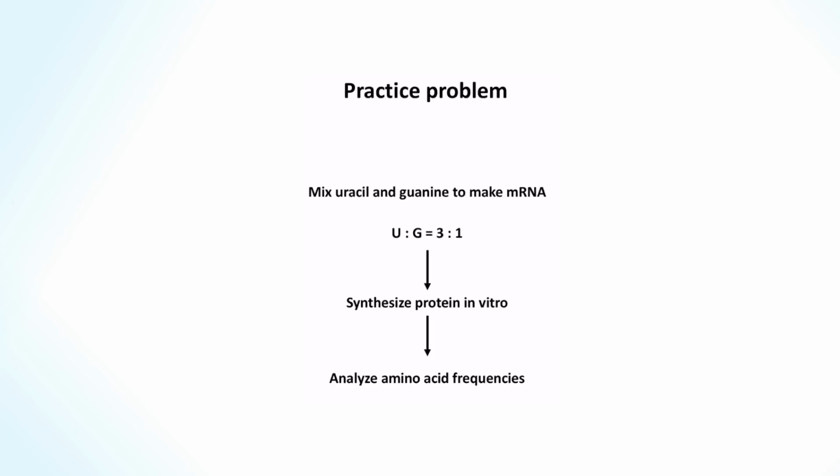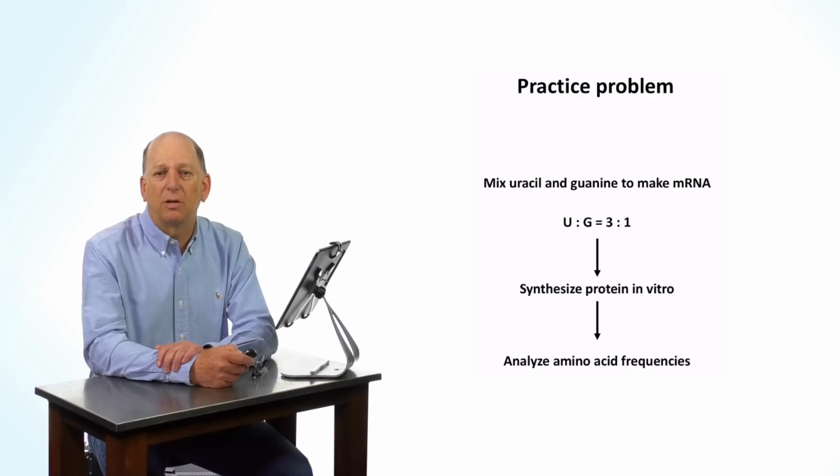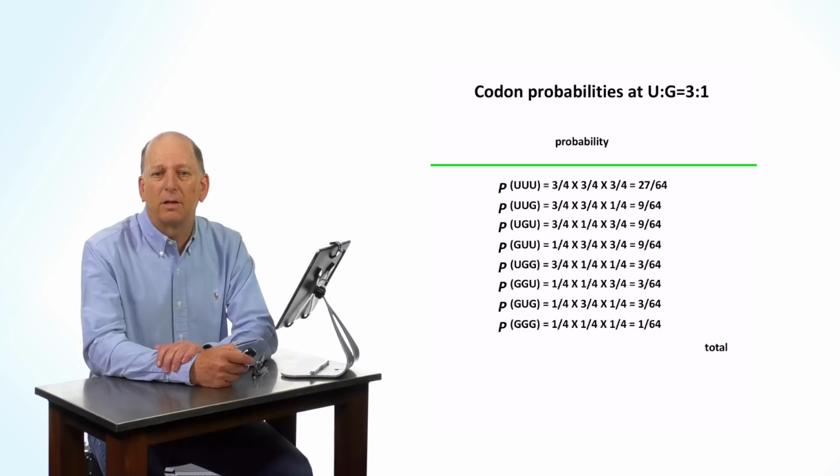As an exercise, let's make a synthetic RNA by mixing U and G at a 3:1 ratio and then translate the resulting RNA population in vitro. Note that we have not specified the order of nucleotides, only their concentrations. We can then calculate the expected frequencies of each codon, that is, each 3 base pair sequence, accounting for all of the possible codons that can result from a combination of G and U.